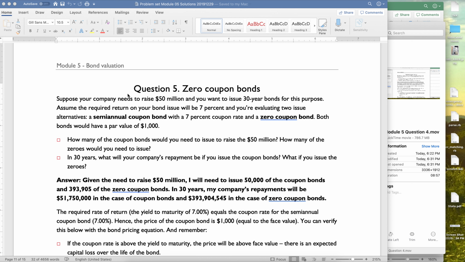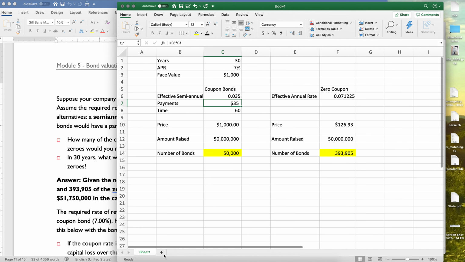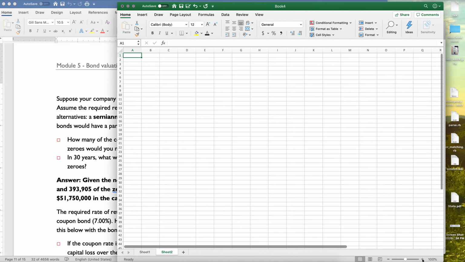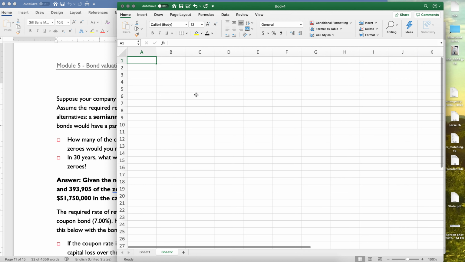Zero coupon bonds. So my company needs to raise $50 million to issue 30-year bonds. The interest rate is 7%, compounded semi-annually. I can issue a coupon bond that pays every 6 months, or I can issue a zero coupon bond. Both have a par value of $1,000. I've already worked this problem, but I'm going to work it again just so we can talk about it.